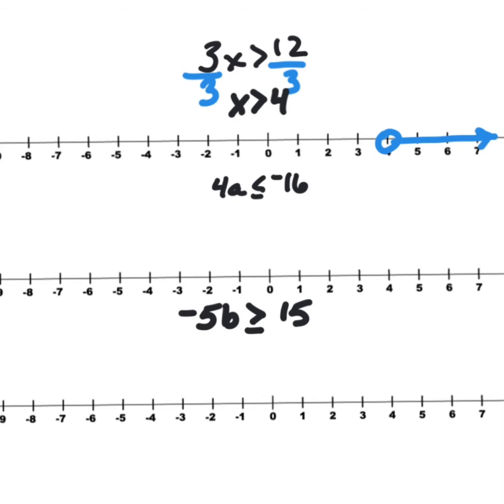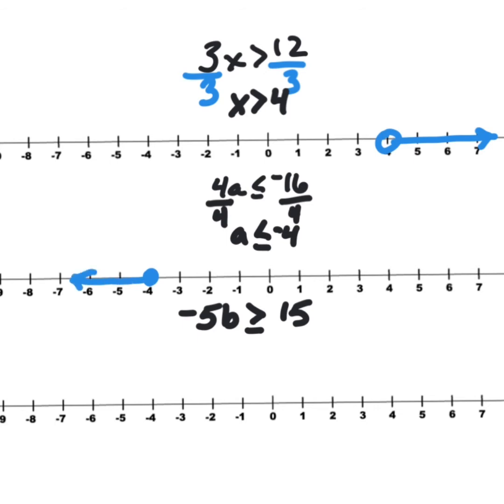For the second one, I would set it up: 4a is less than or equal to negative 16. Okay, not a big deal because there's a negative sign in there, negative 16. I'm just going to divide each side by 4 to get a by itself. I get a is less than or equal to negative 4. So if a is less than or equal to negative 4, I find negative 4. Does it include negative 4? A does? Yes, it does. So we have a filled in circle, and then it's everything less than that. Is negative 5 less than negative 4? Yes. So we know to go that direction.